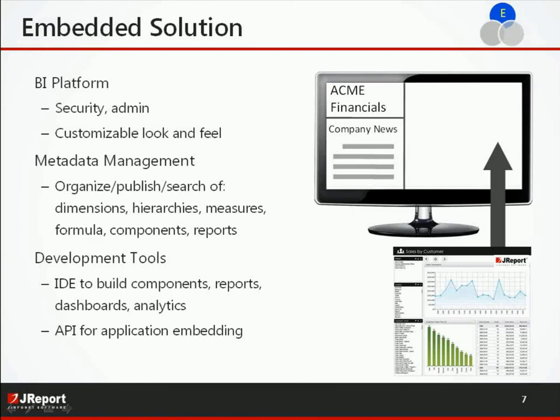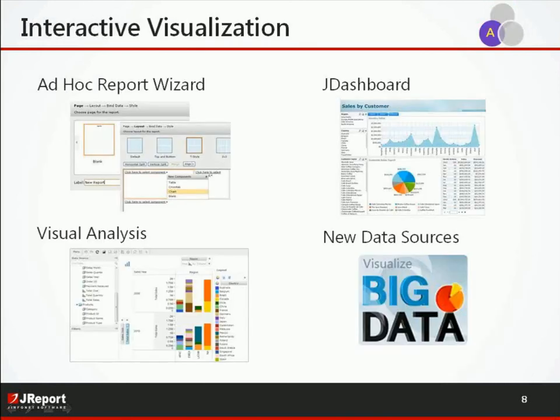Now, I want to break down the solution areas a bit further. Starting with embedding, since that's the main focus of our webinar today, JReport as a BI platform gives you a customizable look and feel, so high customization capabilities for the look and feel of your application. You can customize security and administrative policies. Moving down to metadata, reports get published into catalogs and organized. You can reuse components and reports throughout your organization. And finally, development tools. We give you a comprehensive IDE to build components, reports, and dashboards, as well as analytics, and an extensive API library for your embedding. We're going to cover that a little later too.